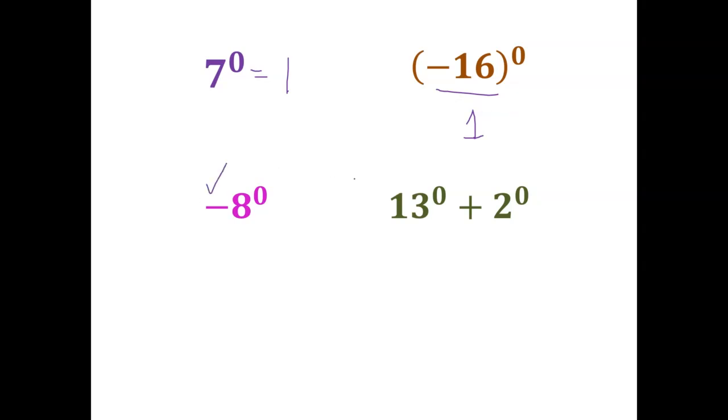Here, you have to be careful because the negative sign is not part of the base. So you want to keep the negative sign as is. 8 to the power 0 is 1. So if the negative sign is not part of the base, you will have the answer negative 1. Here, 13 to the power 0 is 1. 2 to the power 0 is 1, and we are adding. You can add, subtract, or multiply depending on what the sign is. 1 plus 1 is 2. So this is 0 as an exponent.